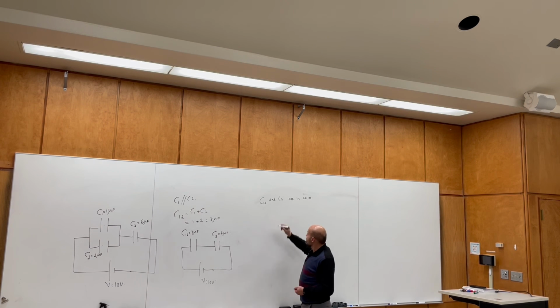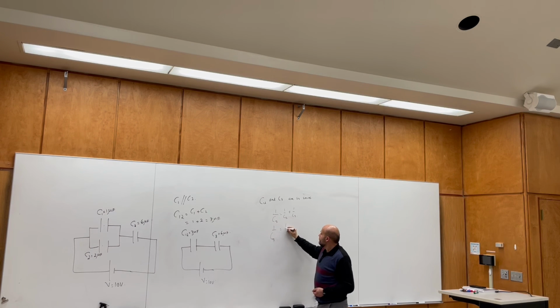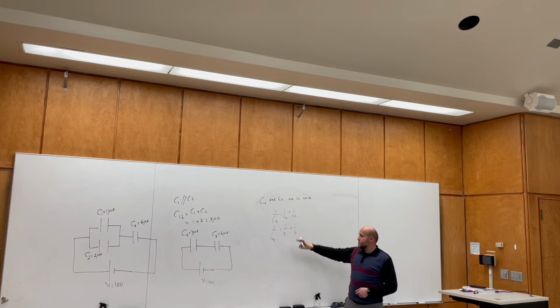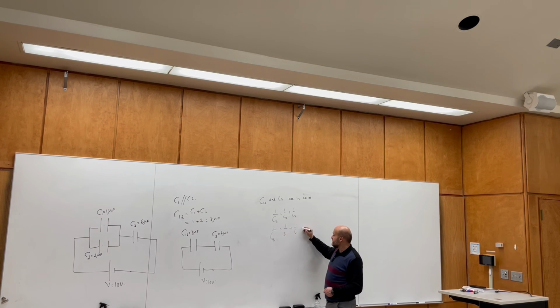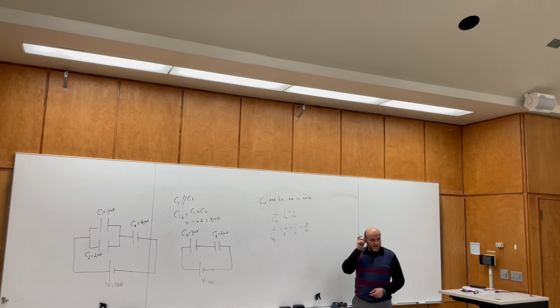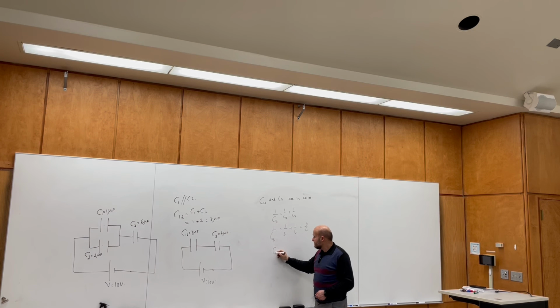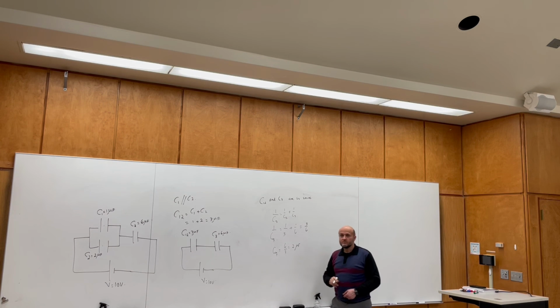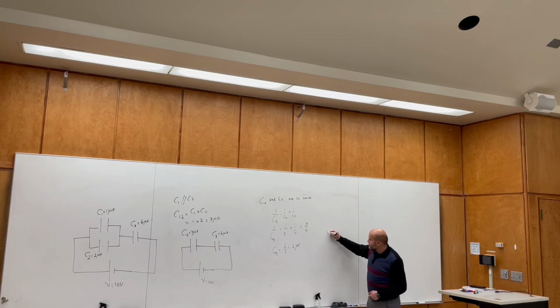And to find the equivalent, we use 1 over C equivalent equals 1 over C12 plus 1 over C3. So that is 1 over 3 plus 1 over 6. Because this is 2 over 6 plus 1 over 6, that's 3 over 6. And then C equivalent would be 6 over 3, which is 2 microfarad. So the equivalent now is just 2 microfarad.